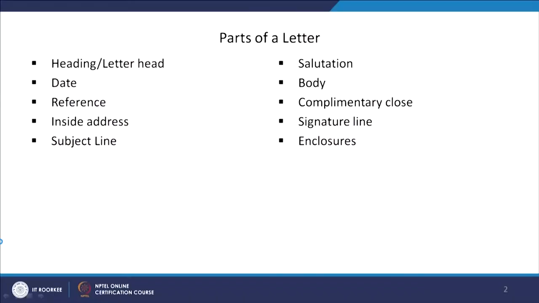Next to the heading comes the date. Letters, as I said earlier, become a part of record. Hence, a letter written 5 years ago can at times be brought to the notice of people when the need so arises. That is why the date is very important. Now, where should we write the date? That we will also see.